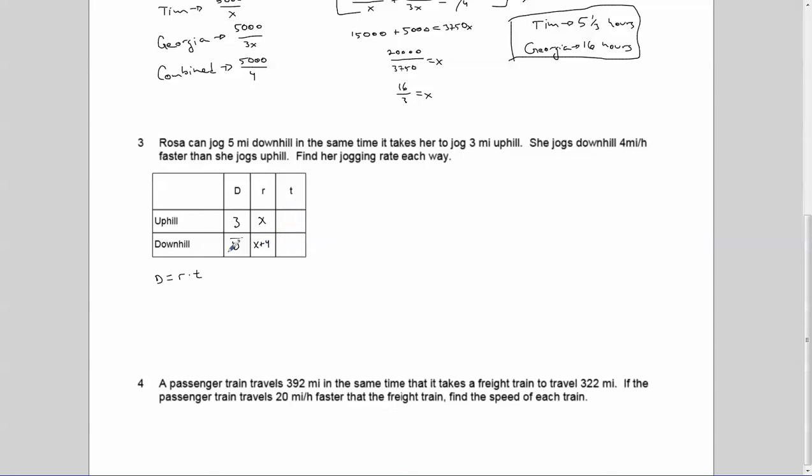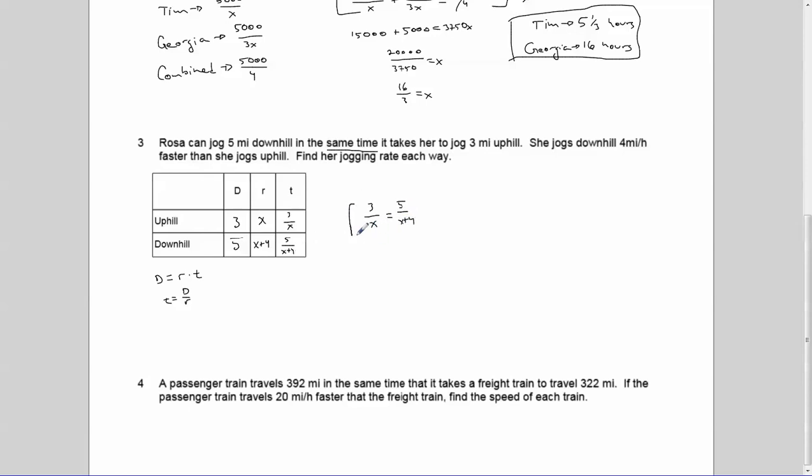Time, in this column what you're going to do is just rearrange this formula to say time equals distance divided by rate. And that's what's going to go over here. So our distance uphill is 3 and our rate is x, so 3 over x. Downhill, we're going to have 5 divided by x plus 4. And it says that she can jog these two distances in the same amount of time. The equation here is 3 over x is equal to 5 over x plus 4.